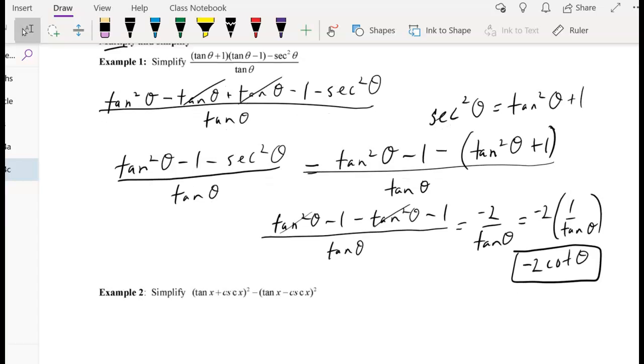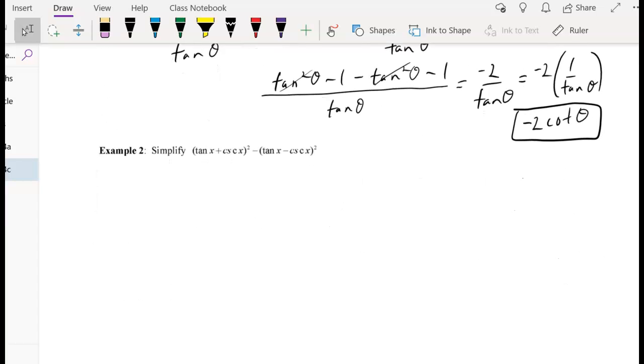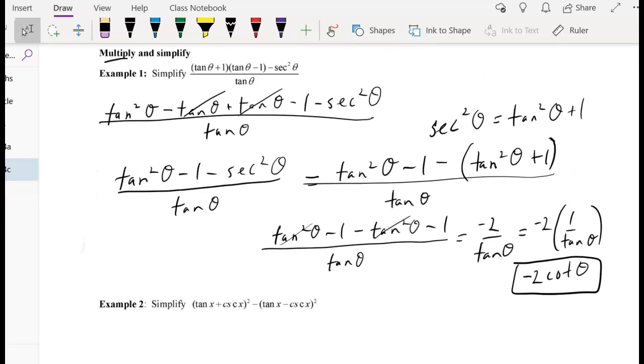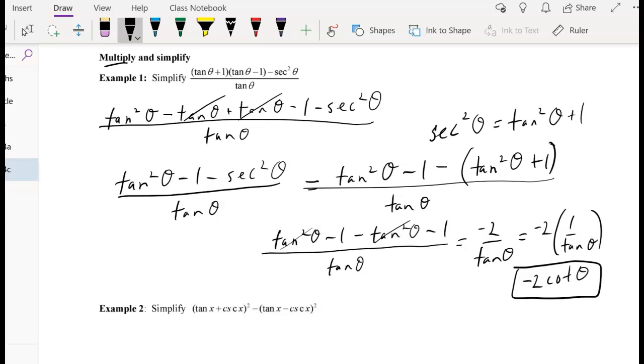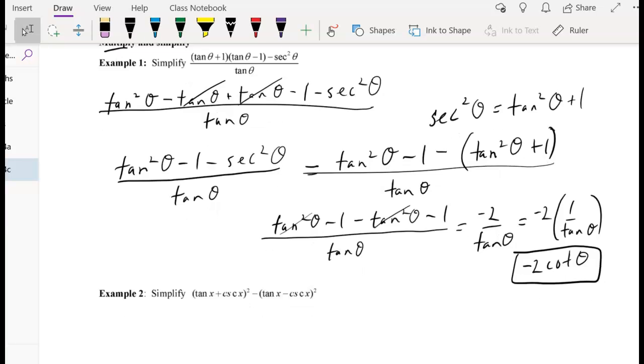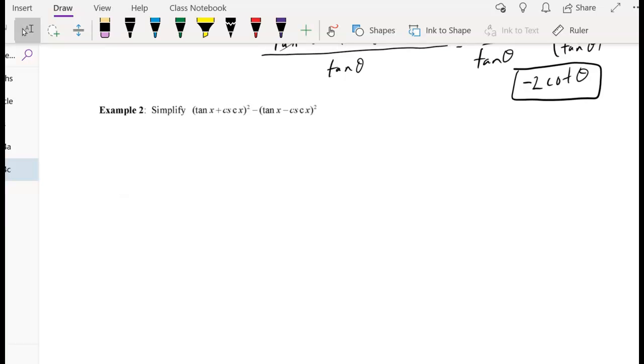Okay, our second example, we're going to have to multiply again, and again you're given a little hint here in that the directions do say multiply and simplify. So we're going to multiply these out. Now remember, when you're squaring something, you're really multiplying it by itself. So we have to be careful. We don't want to just distribute the exponent here. We have a middle term. We'd be missing a lot of stuff if we did that.